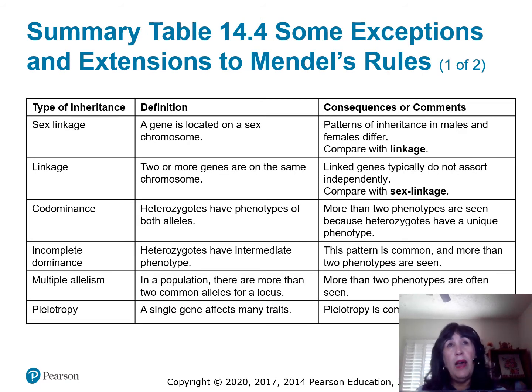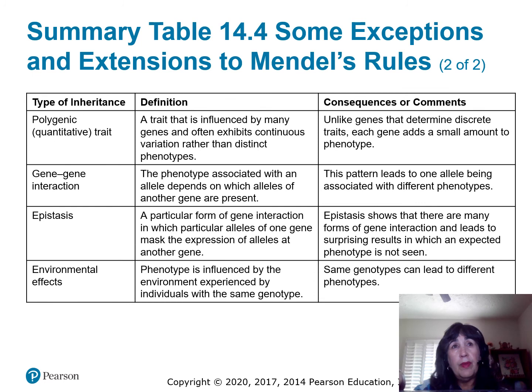Okay, so we have one more summary table. I think you do need to know sex linkage, codominance, incomplete dominance, perhaps pleiotropy, polygenic, and environmental effects.